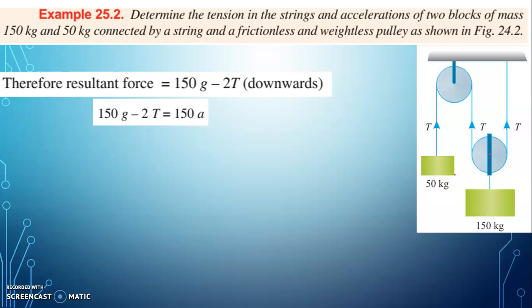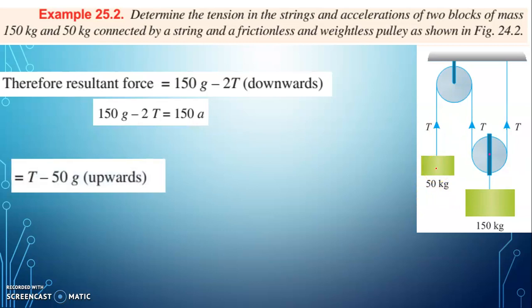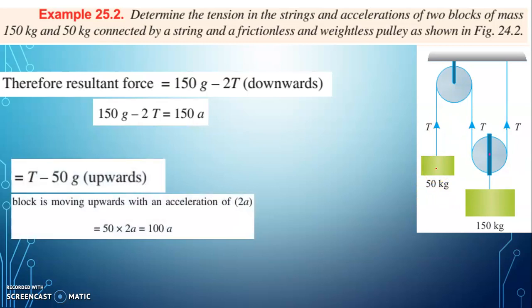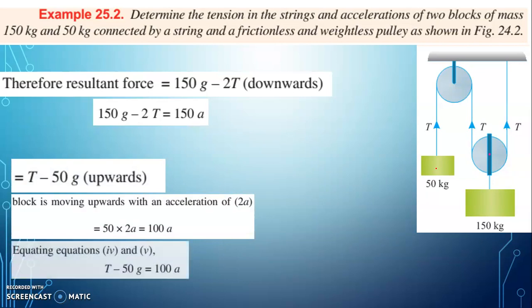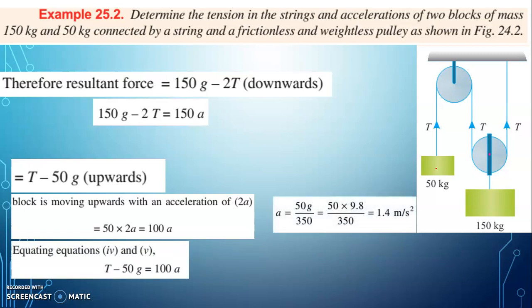Okay, so we'll be writing the force. 50 kilogram will be moving upward direction, so upward will be taken positive, T minus 50 into G, that is the total force acting on this system, that will be equal to 50 into 2A. Okay, so the total equation will be T minus 50G is equal to 100A. So solving these two equations, you will get the value of acceleration as 1.4 meter per second square and tension as 630 Newton.